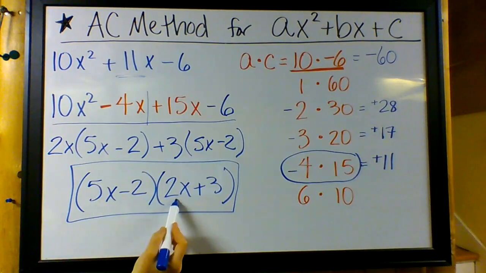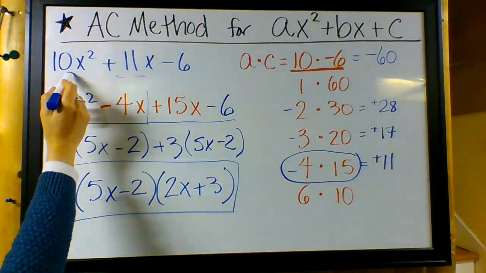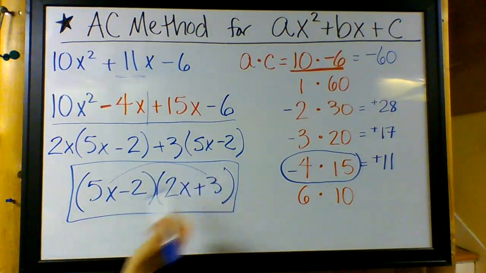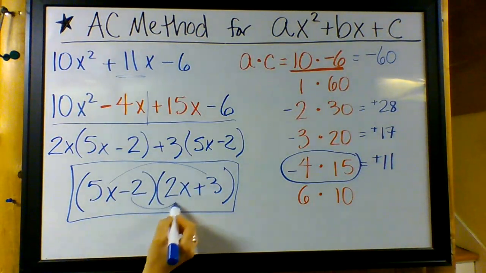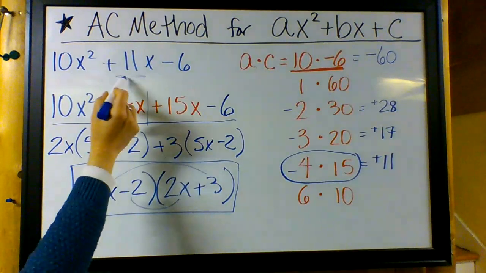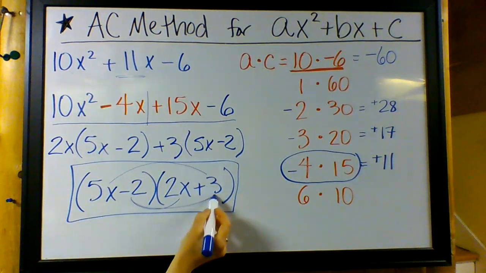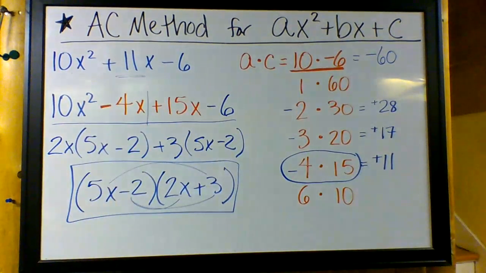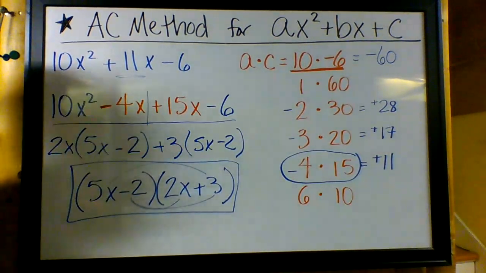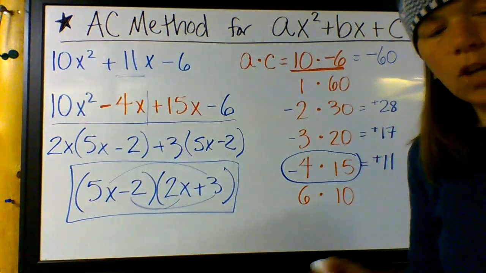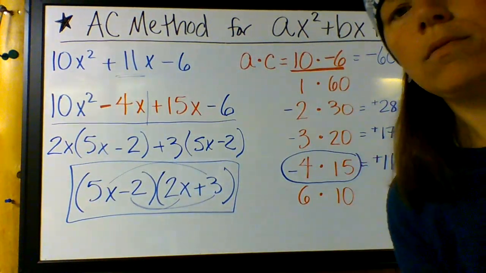Let's check it. 5x times 2x is 10x squared. Yep. 15x minus 4x gives me positive 11x. And negative 2 times 3 is negative 6. Awesome, we did it. Okay, so this is called the AC method.